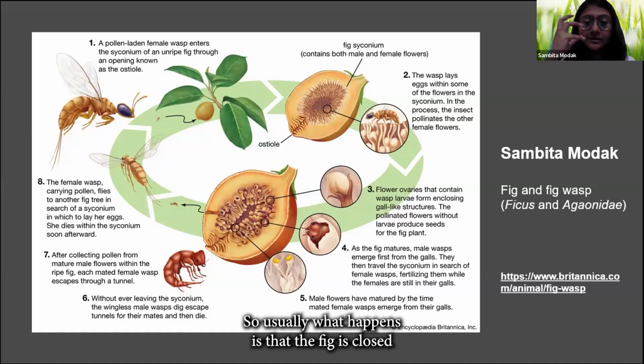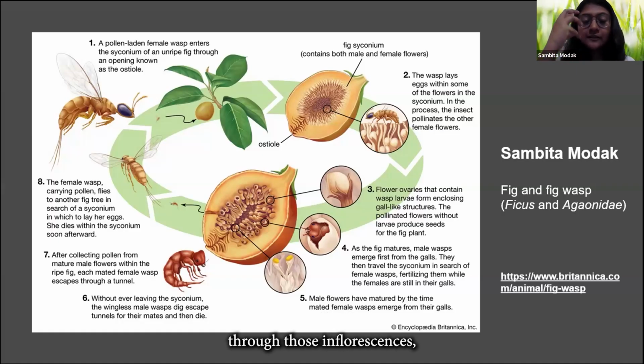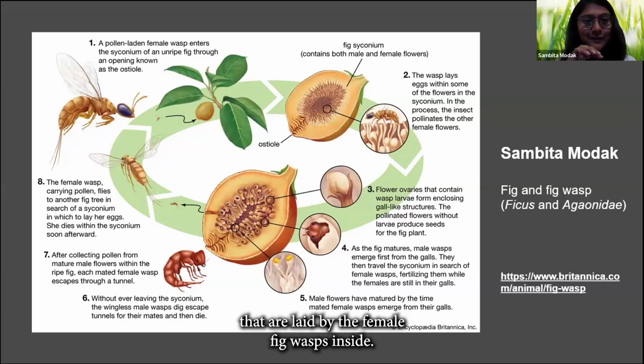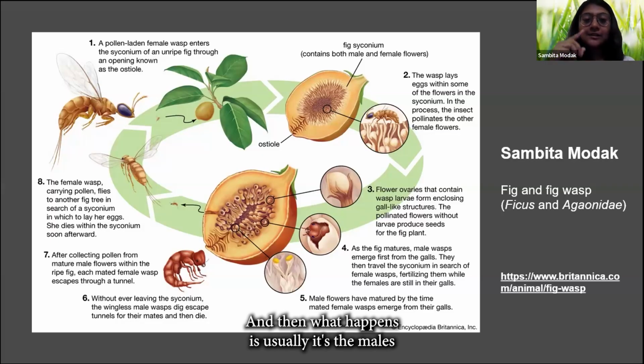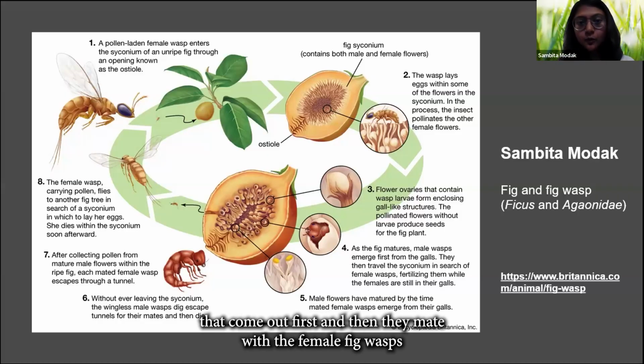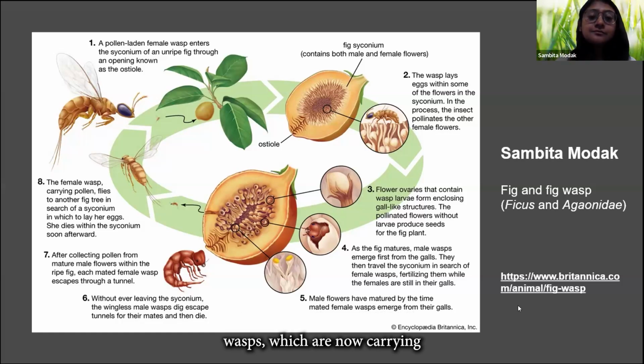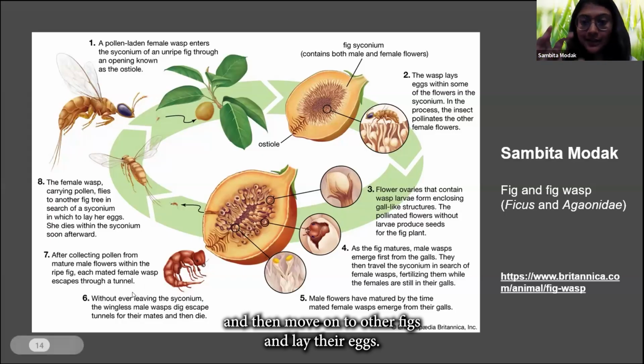Usually what happens is that the fig is a closed clubose inflorescence, and the female wasps can make their way through one particular part of the fig. The inflorescence serves as a nursery, which nurtures the eggs laid by the female fig wasps inside. Then the fig wasps come out of the eggs. Usually the males come out first and meet the female fig wasps, and the males bore a little hole so that the female wasps, which are now carrying eggs, can exit the fig and move on to other figs and lay their eggs.